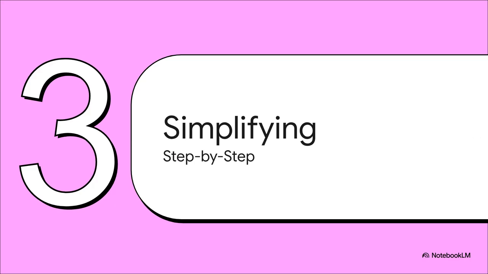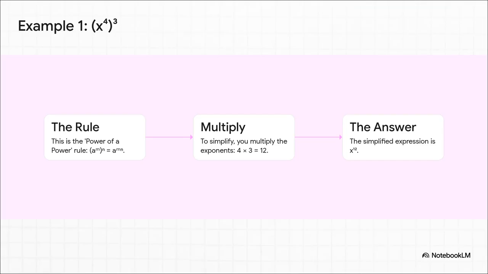Okay, theory is great and all, but let's make this real. Let's make it concrete. We're going to walk through a couple of examples to really see these rules in action. All right, first up, we've got what's called a power of a power. We have x to the 4th, and that whole thing is raised to the 3rd power. The rule here is simple. You multiply the exponents. So we just do 4 times 3, which is 12. And that gives us our final answer, x to the 12th.